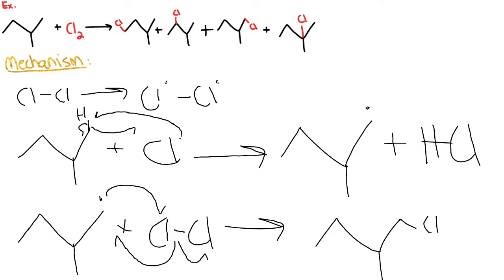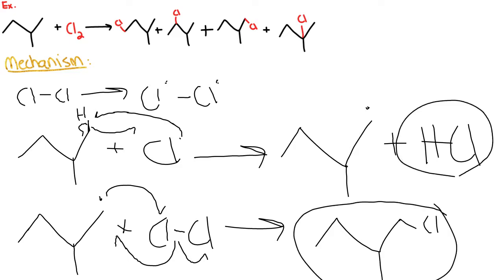So there's our product, and there's our byproduct. And like I said, this is a very minor product because it's formed from a primary radical. Does that make sense? Okay.